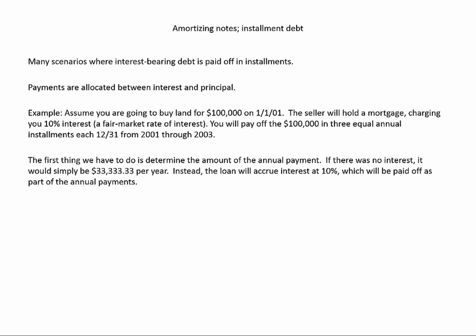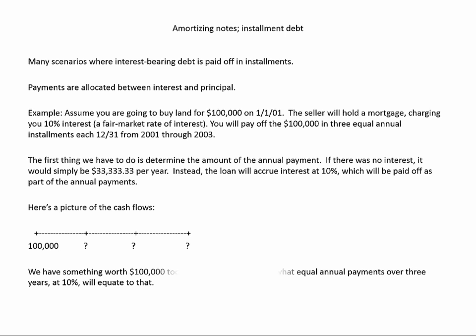And the first thing we have to do is figure out what's going to be the amount of the annual payment. Now, if there was no interest, then we'd simply take the $100,000 and divide it by 3 and get $33,333 per year. Instead, the loan is going to accrue interest at 10% on the remaining balance at any point in time, which is going to be paid off as part of the annual installments. So here's a picture of the cash flows. $100,000 today, to be paid off in 3 equal annual unknown payments over the next 3 years.